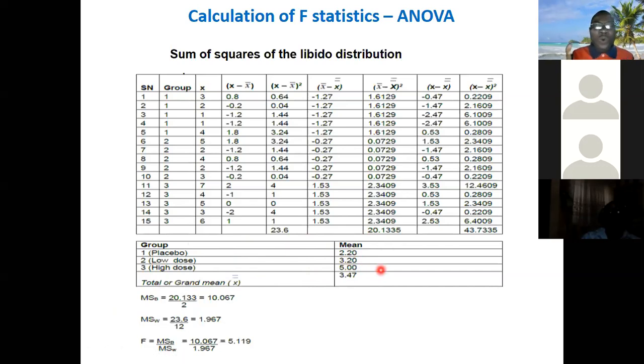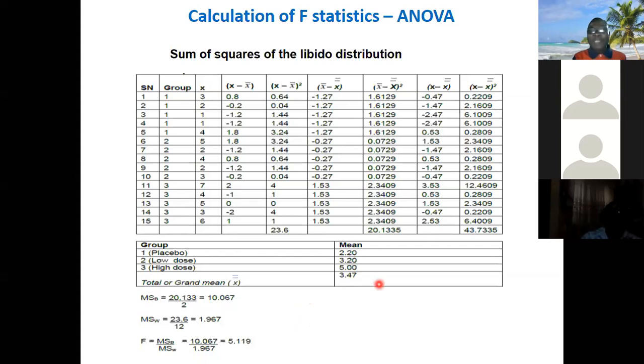Now, if you add all the means together and divide by 3, it will still give you the grand mean. Either you add all the 50 and divide by 50, or you add all the 3 means and divide by 3, it gives you the grand mean. But there's variability somewhere between each of the means and the grand mean.